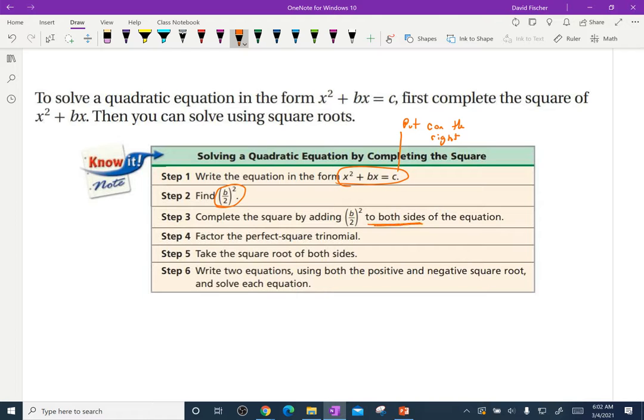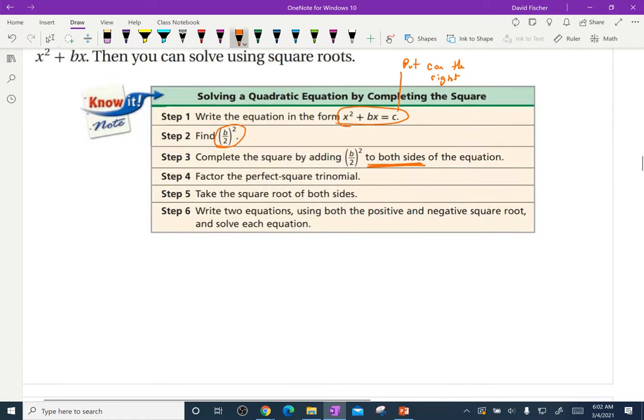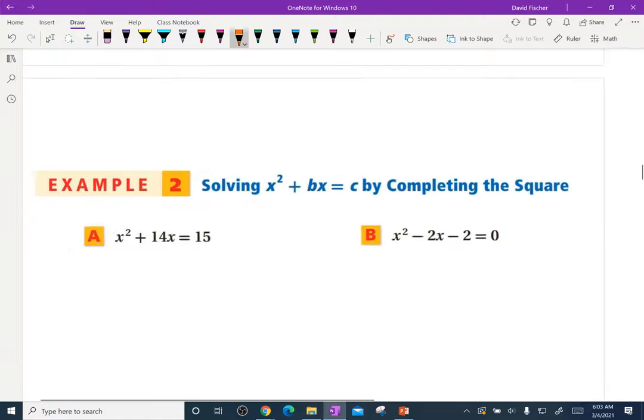Would you underline that, please? Because that's important. Whatever we do to one side, we have to do to the other one. And so now, after that, we'll have a perfect trinomial. Then we're going to take the square root of both sides. And then we're going to write our two equations using positive and negative square roots, and we're going to solve it. A ton of steps. So buckle up. We'll see how far we can get on this.